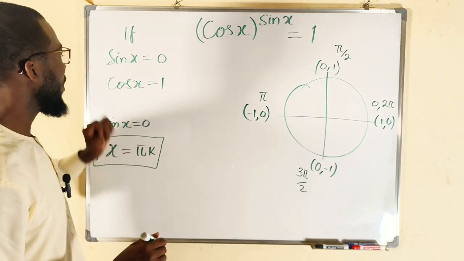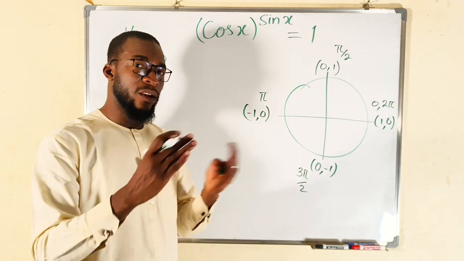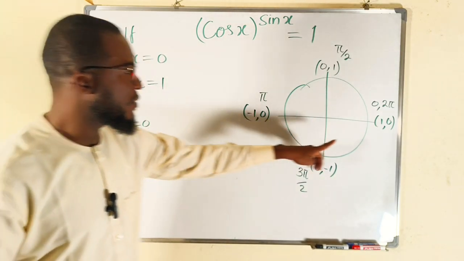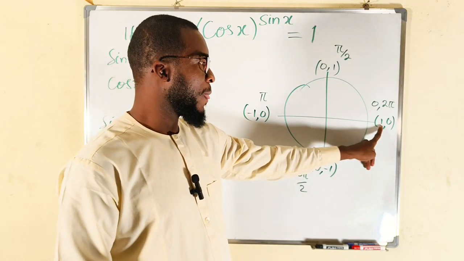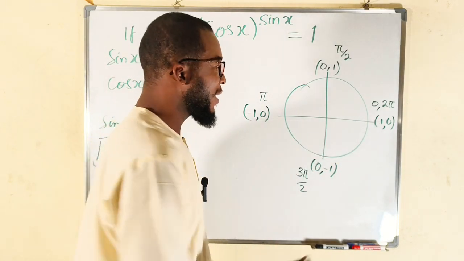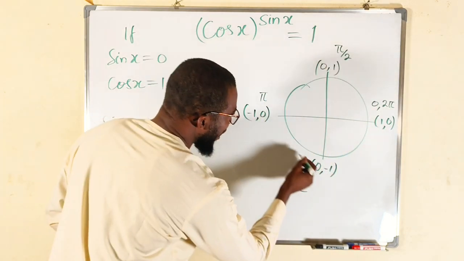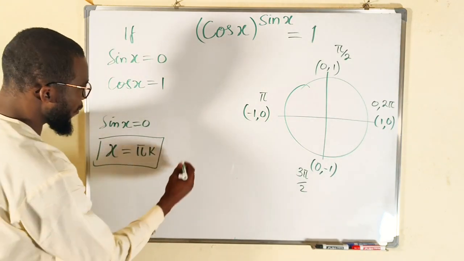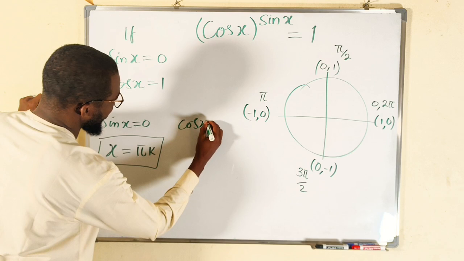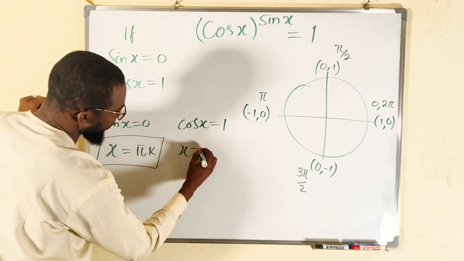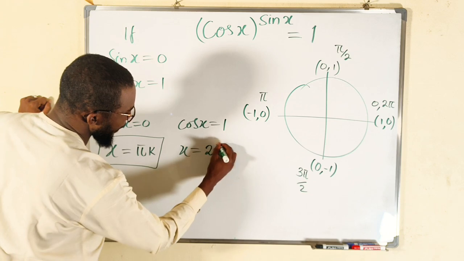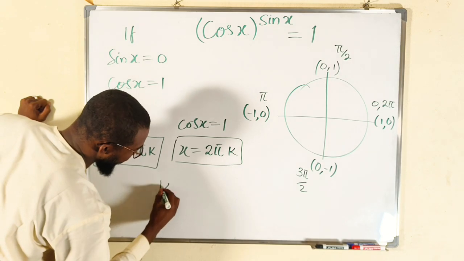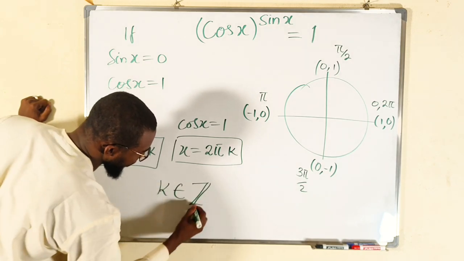Now what about cosine x? You know, cosine depends on the x coordinate. So we want to find where cosine is positive 1. I think this is the only place we have positive 1. So this is just multiples of 2 pi, because from here, if you add 2 pi, you're going to get back to this one again. Keep on adding 2 pi. So for cosine x equal to 1, x is just a multiple of 2 pi, for which I told you k is just an integer.